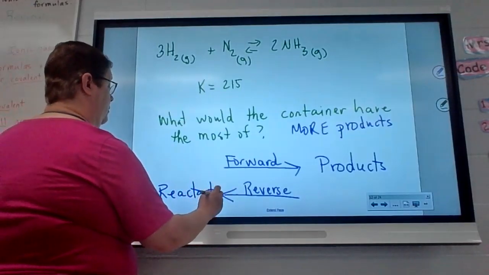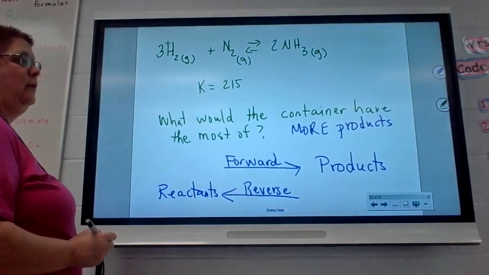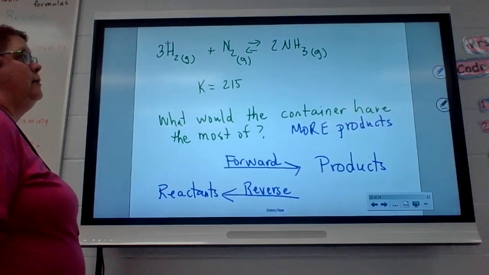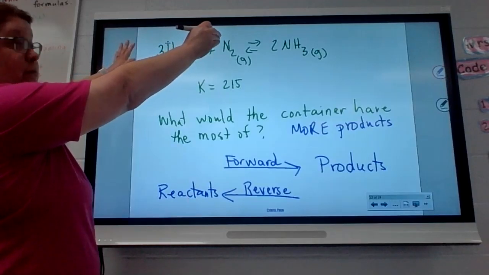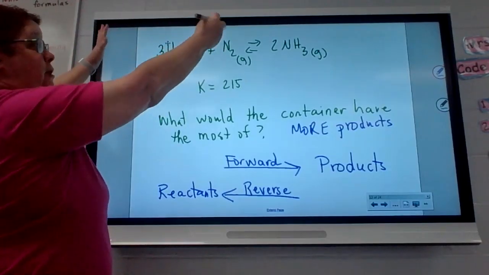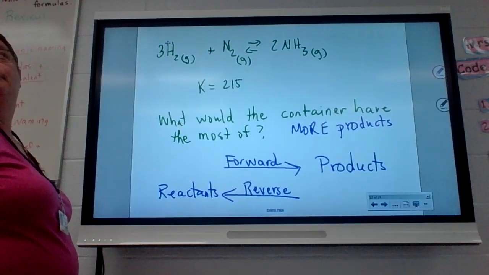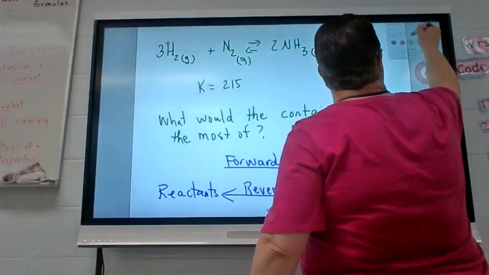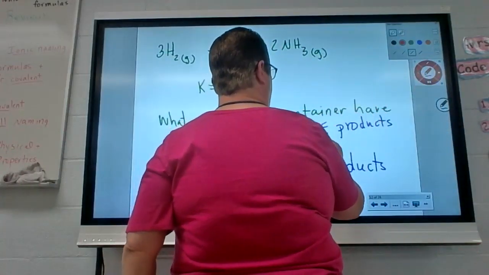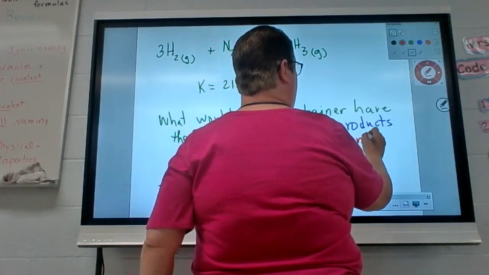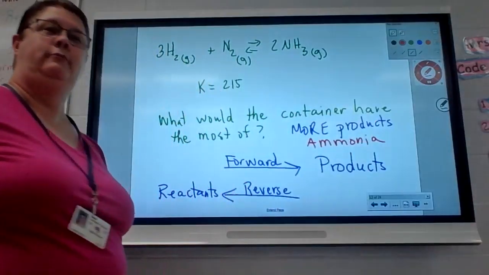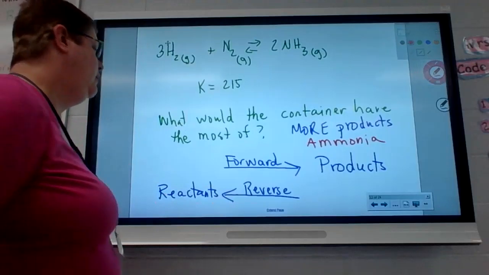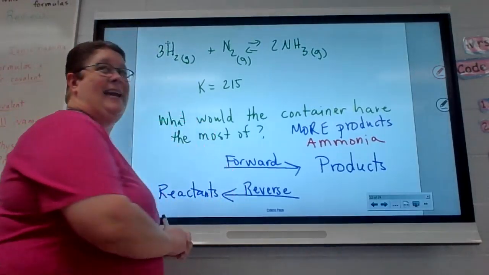So we just answered your question. If you say you made more products, look at what's up there. So what products are we making? We're making hydrogen, ammonia. There we go. That's what I'm looking for. So we have more ammonia in the container. That's it. How do we know there's more products? Rosanna, was it just a guess or did you know?